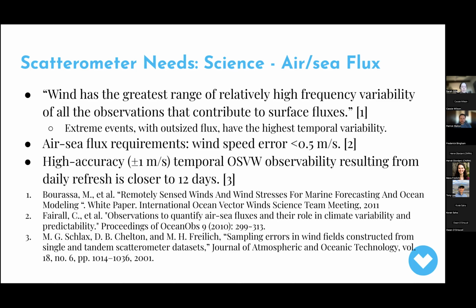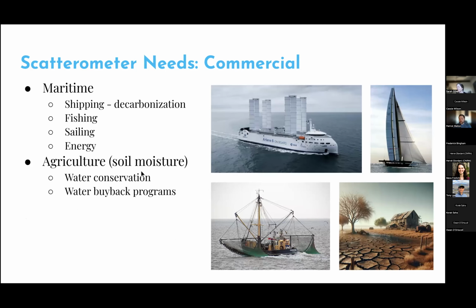I found a paper talking about flux requirements, and they discussed an ideal wind speed error of 0.5 meters per second. When you combine that with what I was saying before about the challenges with temporal observability due to Nyquist sampling errors, you can see that we're really far away from ideal temporal sampling, because with daily refresh, the sampling errors really put us closer to 12 days, even at just 1 meter per second, let alone half a meter.